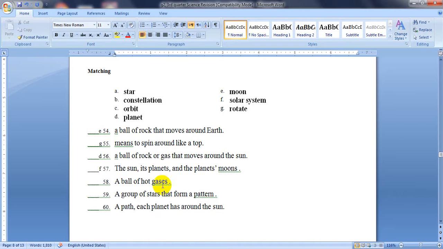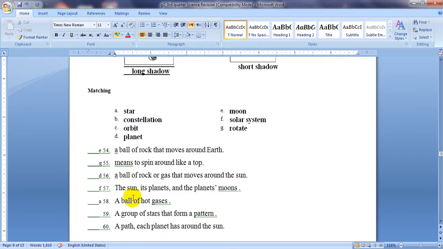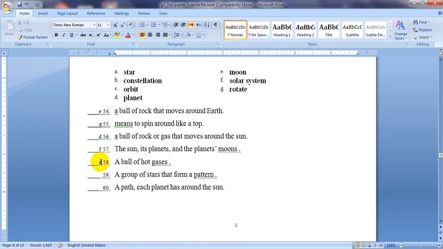A ball of hot gases. As we said, a ball of hot or burning gases is a star, as it gives off its own heat and light. 59. A group of stars that form a pattern. They make a shape. What did we call this? We call it a constellation, which is letter B.